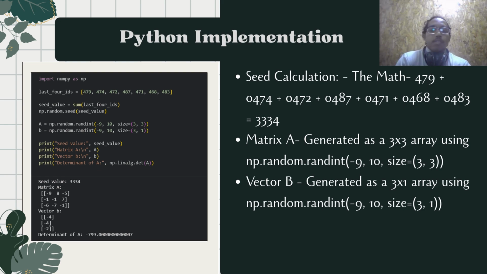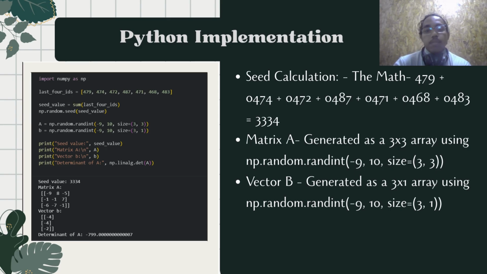Assalamualaikum and hello everyone. I am Mujahid and I will be presenting part one, which will focus on our Python implementation for data generation. To ensure our project is unique and fair, we didn't just pick random numbers. Instead, we created a reproducible seed value derived from our group's identity.